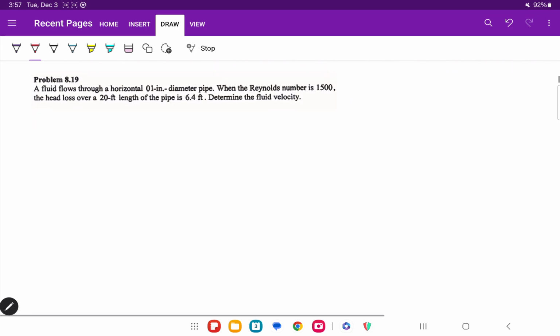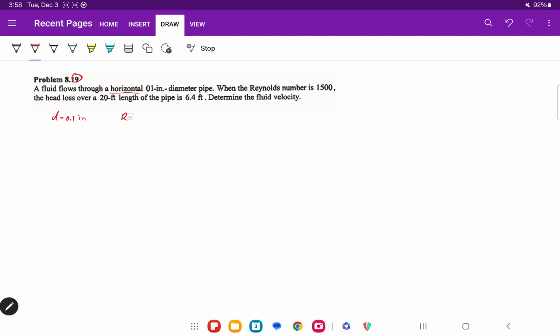Next question, problem number 19. It's so easy. A fluid flows through a horizontal 1-inch diameter pipe. So the pipe is horizontal, the diameter is 1 inch, and 0.1, I think this should be 0.1. Yes, it's 0.1.